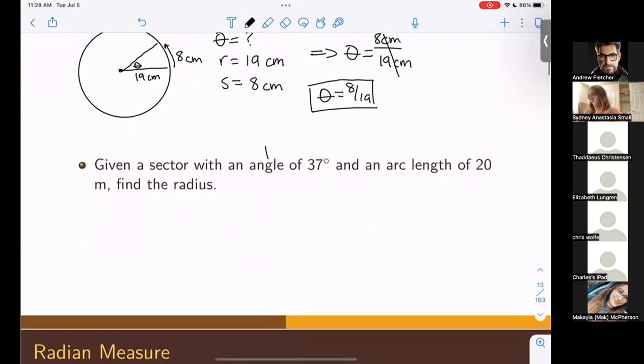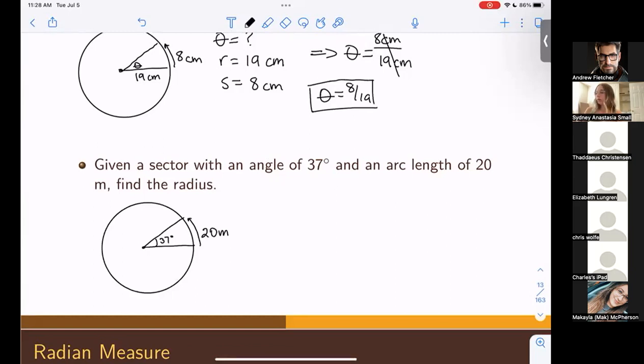Okay, let's do another one. This time we are given a sector with an angle of 37 degrees. That's the same as the subtending angle, and an arc length of 20 meters. Find the radius. Okay, so let's draw ourselves another picture. Here's our radius. Let's draw that. We know that this angle right here is 37 degrees. And we know that the arc length, the length of this arc right here, is 20 meters.